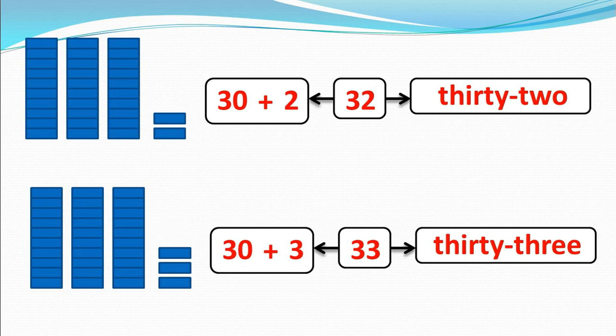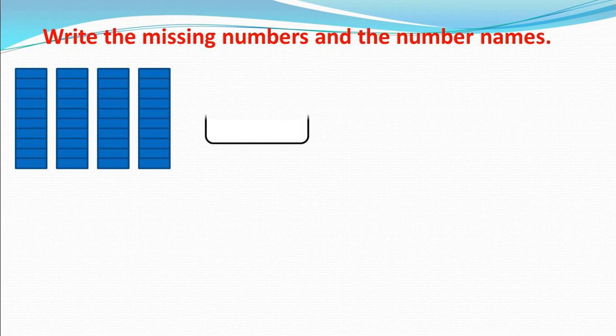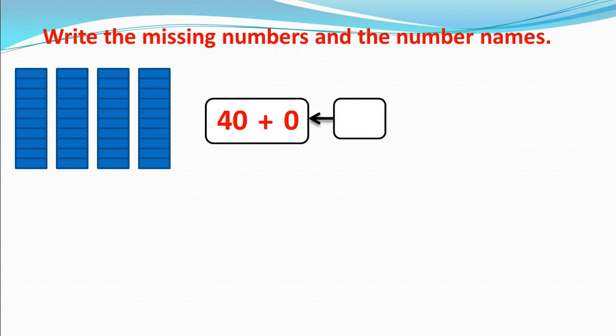Now here are some more numbers in which write the missing numbers and the number name. Here are 4 stacks of 10 and there is no 1. 4 stacks of 10 makes 40 and there is 0 ones. So here we will write 0. Now add them. 40 plus 0 equals 40. And now the number name 40.